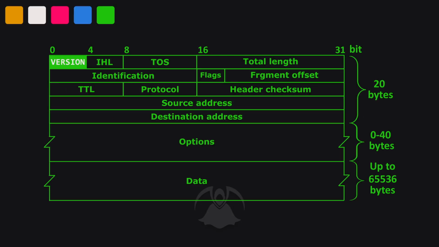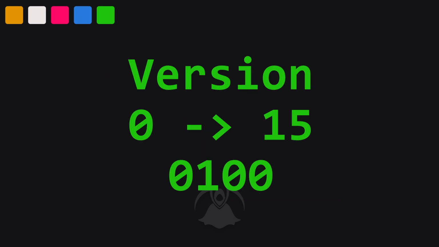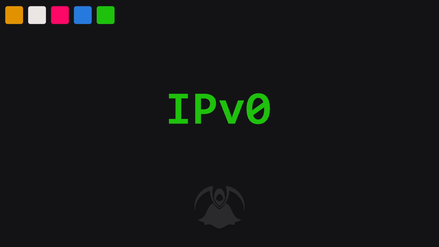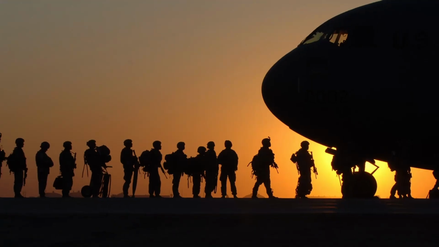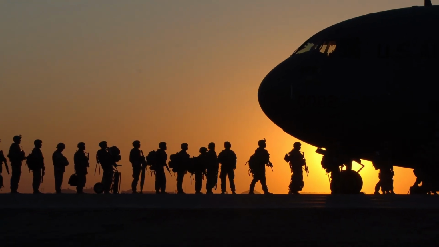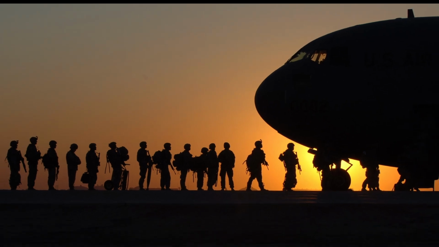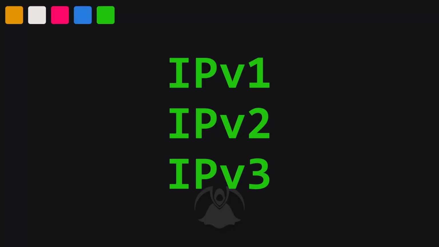So let's get started. Our first field is the version field. The version field takes 4 bits, so it supports numbers from 0 to 15. For 0, we have IPv0. It was used in the beginning days of the internet, back when it was exclusively used by the US military. IPv1 to IPv3, before IPv4, obviously, these protocols were getting tested, but they never reached the public.